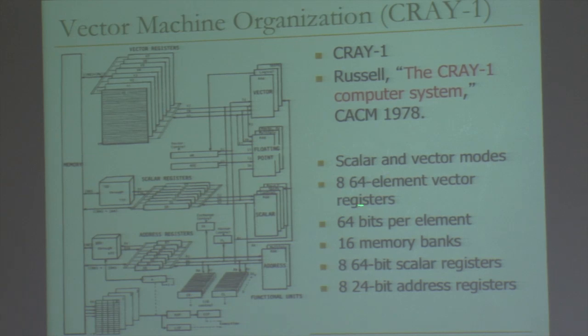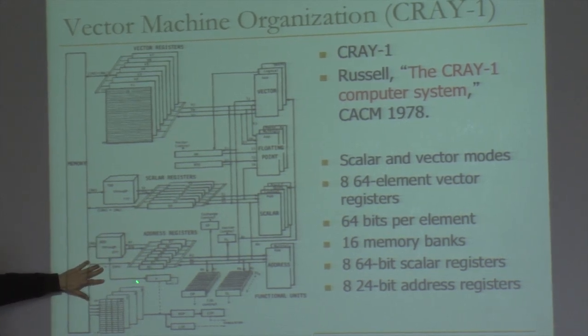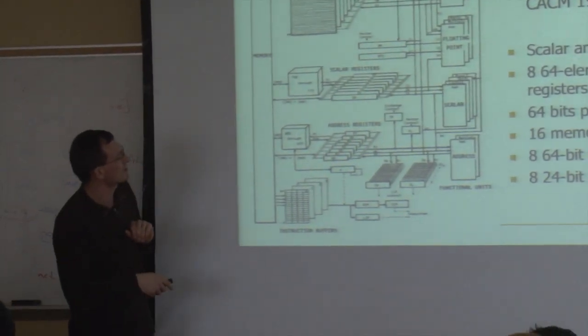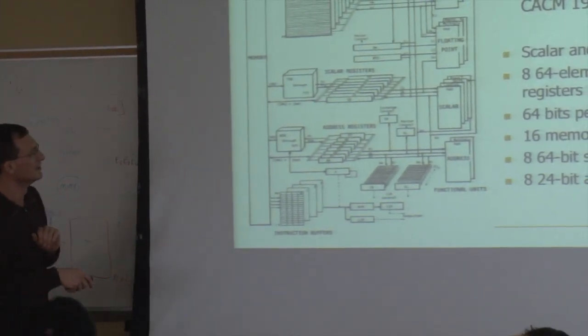It had 8 64-element vector registers, and each element was 64 bits. It had 16 memory banks. This was actually one of the biggest memory systems at its time. It also had scalar registers, 8 scalar registers, and 8 address registers. Address registers were used to access memory. So you can see that, I don't know if it's shown here, but you can actually have a stride here and different address registers and different strides operating on those address registers. I'll show you this in a little bit.